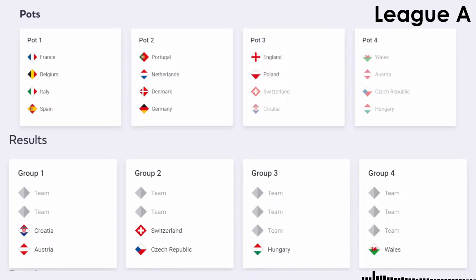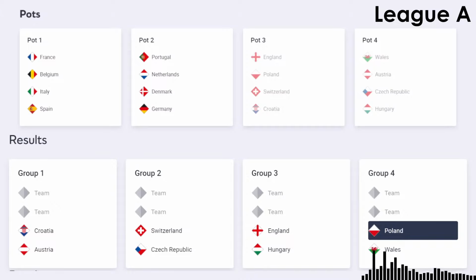Poland and England are left in Pot 3. England on Group 3 with Hungary, and Group 4 it's going to be Wales and Poland. It should be a tight match for Wales anyway. Poland are in great form, and I think they can play a better game than them. So anyway, Poland and Wales on Group 4. Currently moving to Pot 2 here.